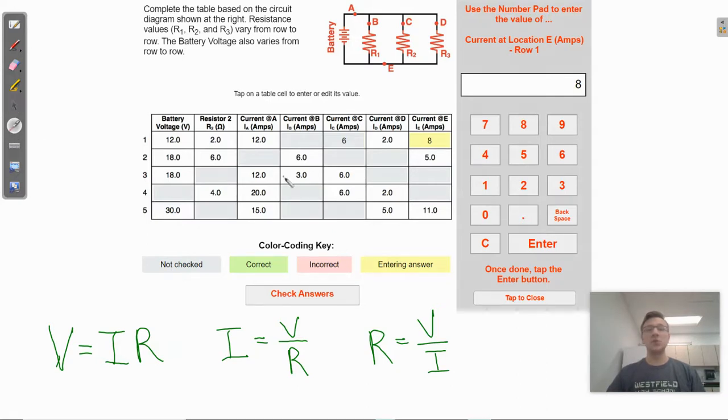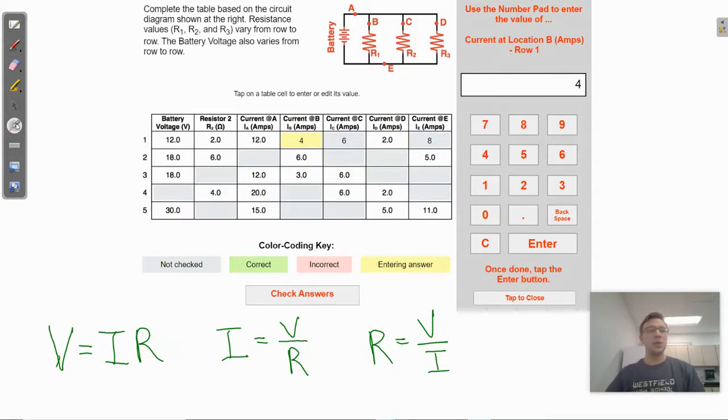Now, it's told us the total amount of current at point A, which is 12. So there's obviously 4 amps left over here for branch B. Like when we add C and D together, that gives us 8. We know there's a total of 12. 12 minus 8 is 4. So there must be 4 amps of current remaining here in branch B.